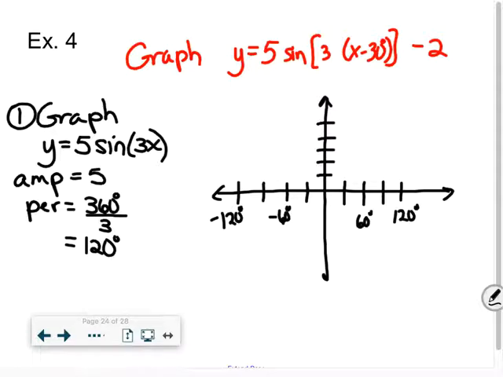The amplitude is 5, so I go up 5, down 5. But then let's do that forward mental thinking. I have a -2 at the end, which means it's going to get shifted down 2 units. So I'm going to add 2 ticks below. And then right 30 degrees. What's 1 tick? 30 degrees. So I'm going to add 1 tick to the right.